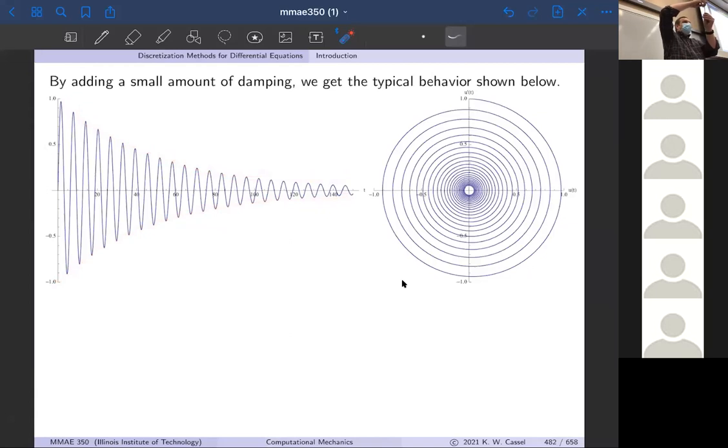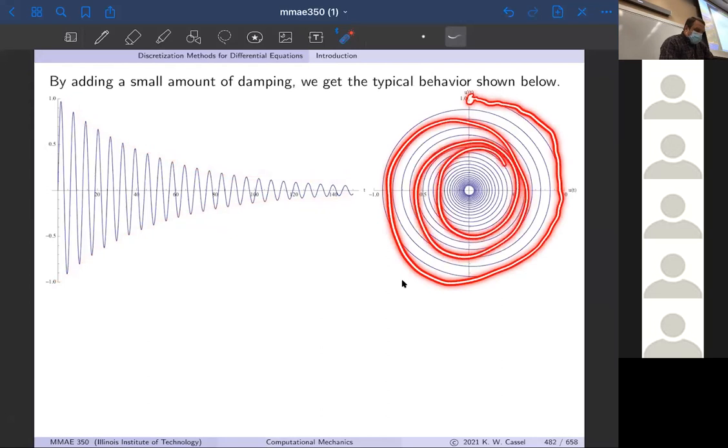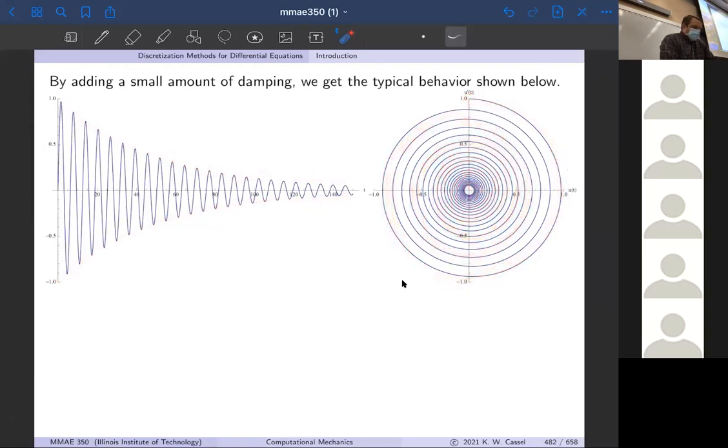So same thing as with the pendulum. If you include friction, eventually the oscillation amplitude will keep getting smaller and smaller and tend towards zero. In the phase plane, you're starting here at t equals zero, and as you evolve in time, it's spiraling inward towards the origin. If it reaches the origin, it's not moving. All I did was turn on damping, and that's what you get.